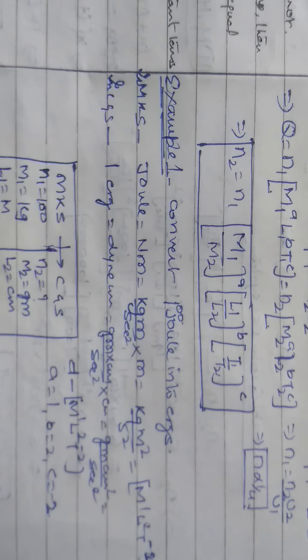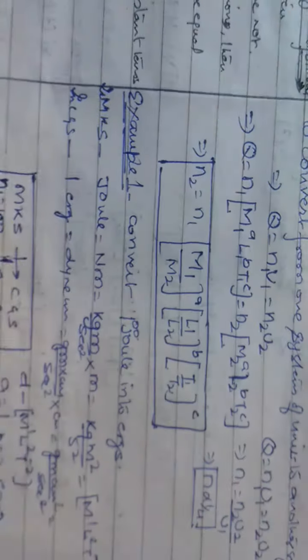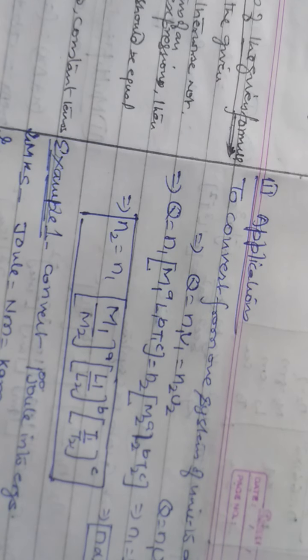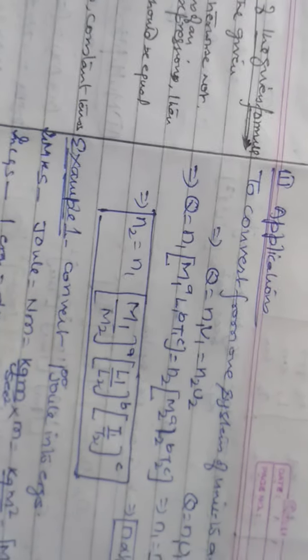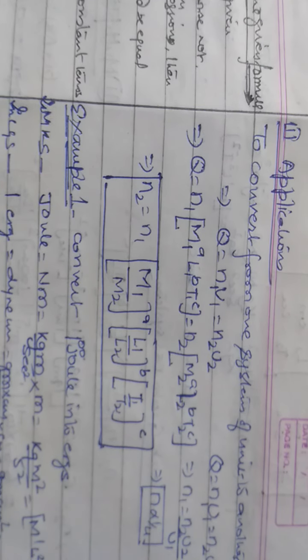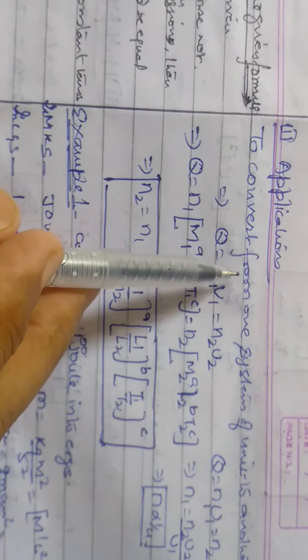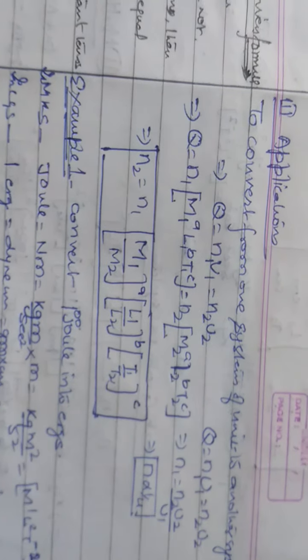Dear students, I am again with the third application of the dimensional analysis method. The third application is very important from the examination point of view, because it is usually asked in your examination. Whenever this chapter comes, this application will be asked. Now, what is the third application? To convert one system of unit into another system of unit.